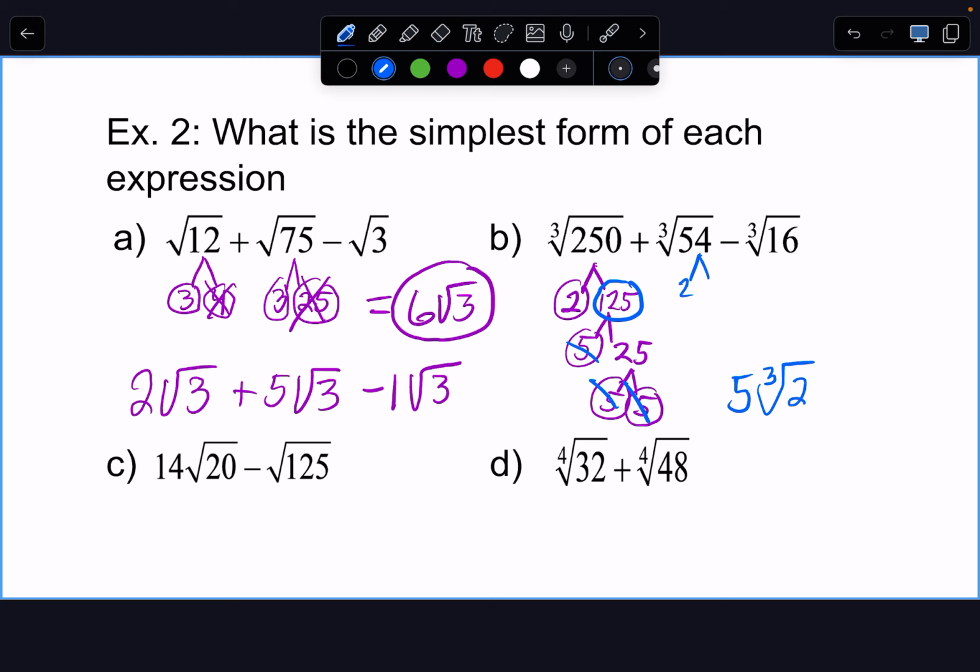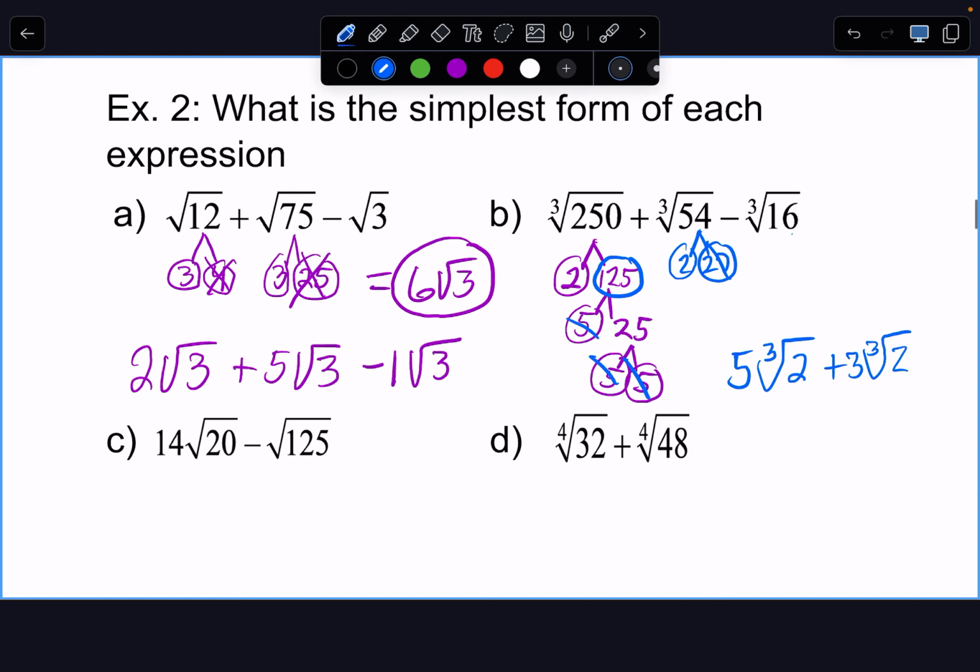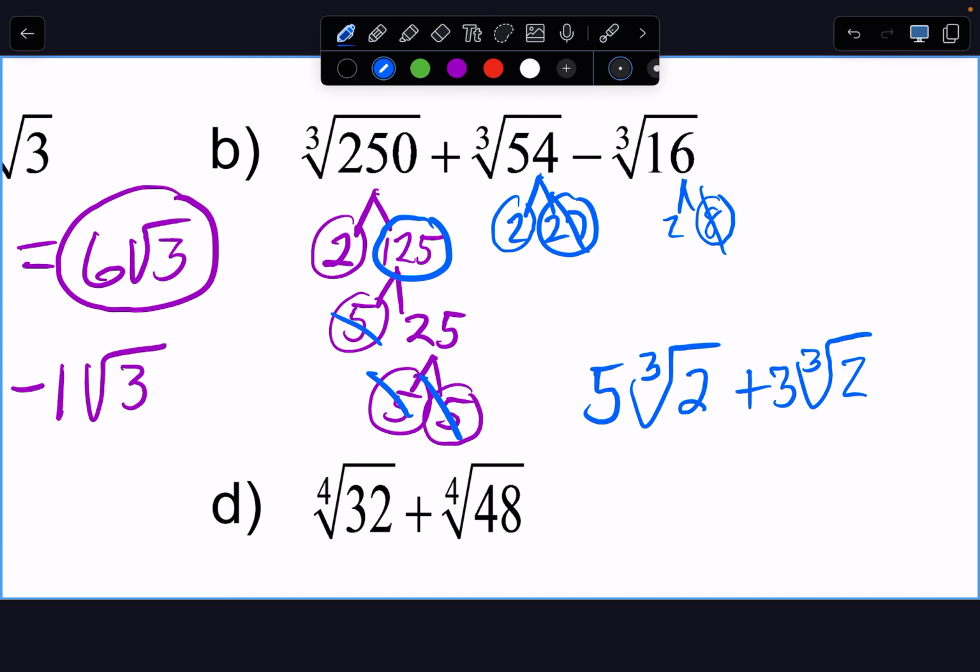If I divide 54 by 2, I get 2 and 27. What's the cube root of 27? So this is plus 3 with a cube root of 2 left over. And then 16 is 2 and 8. What's the cube root of 8? 2 with a cube root of 2 left over. Wouldn't it be minus 2? Yes, that's a minus. Thank you. So what's 5 cube roots of 2 plus 3 cube roots of 2 minus 2 cube roots of 2? 6 cube roots of 2. That's it.